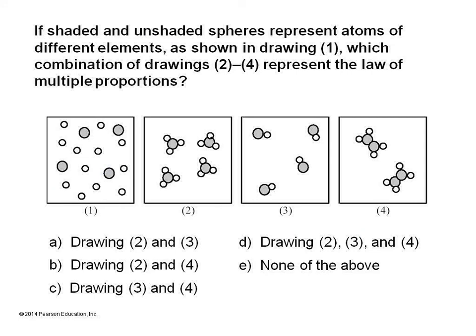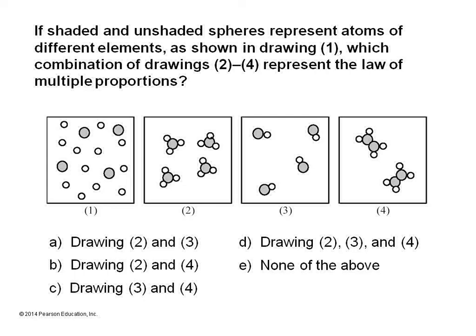If the shaded and unshaded spheres represent atoms of different elements, as shown in the drawing 1, which combination of drawings, 2 through 4, represents the law of multiple proportions? All right. In this box right here, I have 2 elements. We'll call them small and big. If I'm wanting to illustrate the law of multiple proportions, I have to find 2 boxes that contain 2 compounds that have different ratios. Well, let's see.